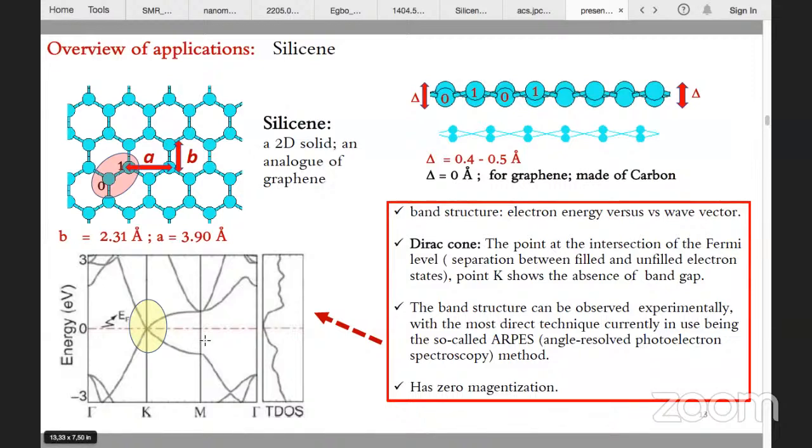Experimentally, the band structure can be obtained using angle-resolved photoelectron spectroscopy. And so silicene has no gap and has zero magnetization. So in a way, it's similar to graphene. In actual fact, this band structure is almost exactly like that of graphene.